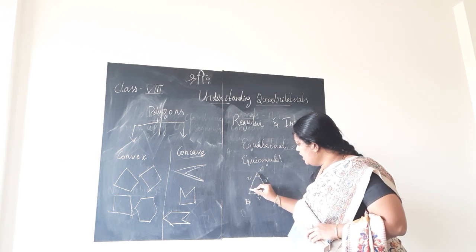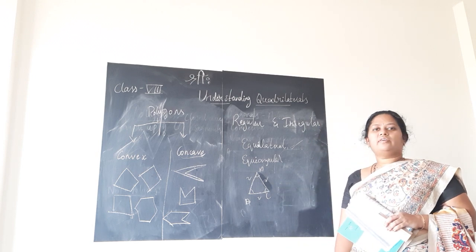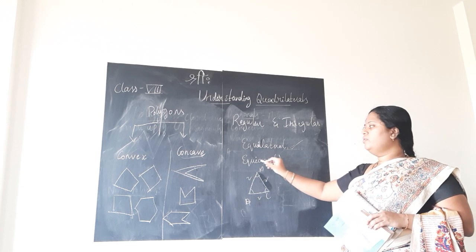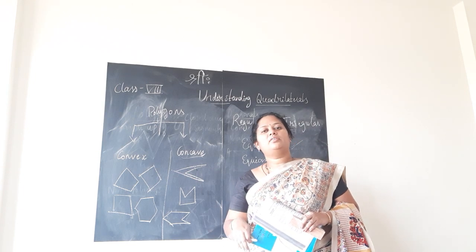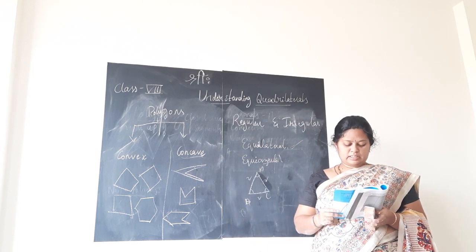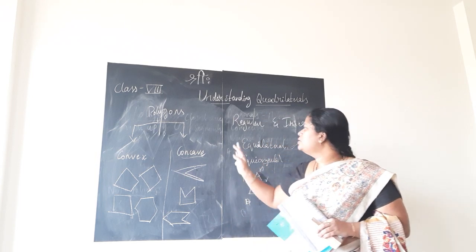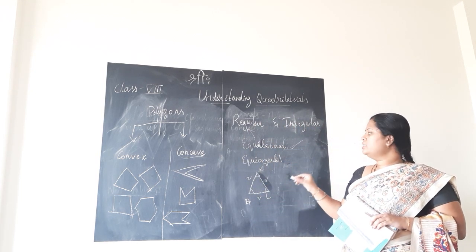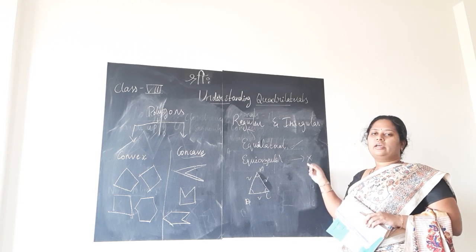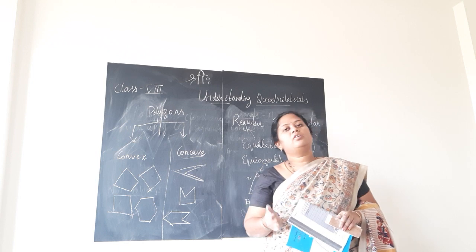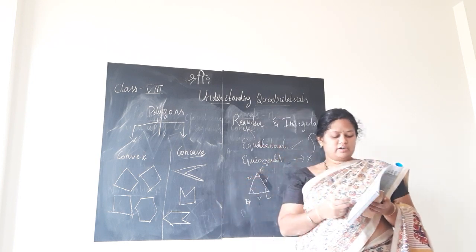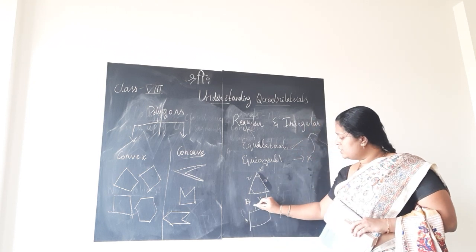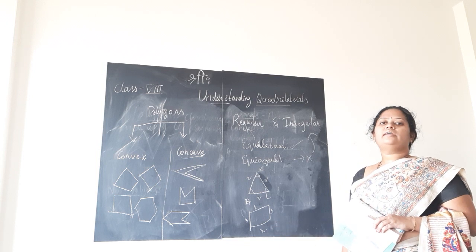If angle A equals angle B equals angle C in a triangle, then it is called equiangular. The name itself tells you: equiangular, angles should be equal. If a polygon is both equilateral and equiangular, then such polygons are called regular polygons. If they are not equilateral or equiangular, such polygons are called irregular polygons. For example, in a square, all the sides are equal. Hence, this is a regular polygon.